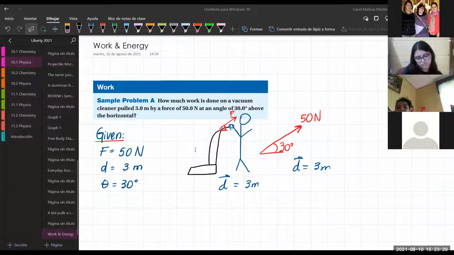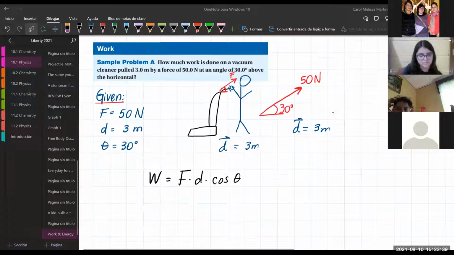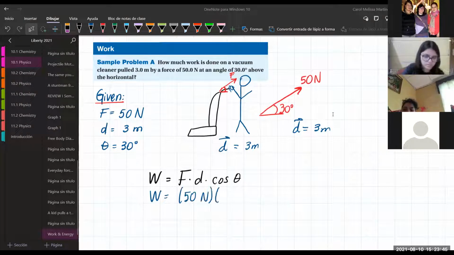And I say that work is easier if we get it like this. Force times distance times cosine of the angle. This is the main equation. We substitute by the givens and we say work is equal to 50 Newton times a distance of 3 meters multiplied times the cosine of 30 degrees.